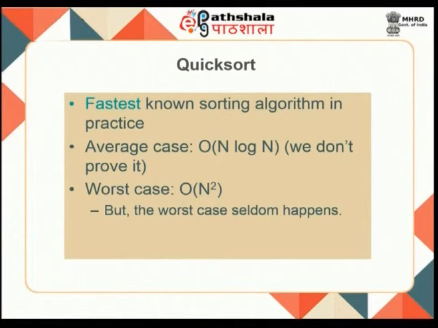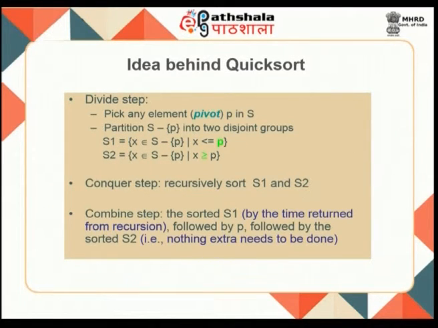The next important sort is Quicksort. Quicksort is supposed to be the fastest sorting algorithm in practice in the average case, but in the worst case the algorithm complexity is just like any other sorting technique that we discussed, that is order of n square, but this scenario arises very rarely.